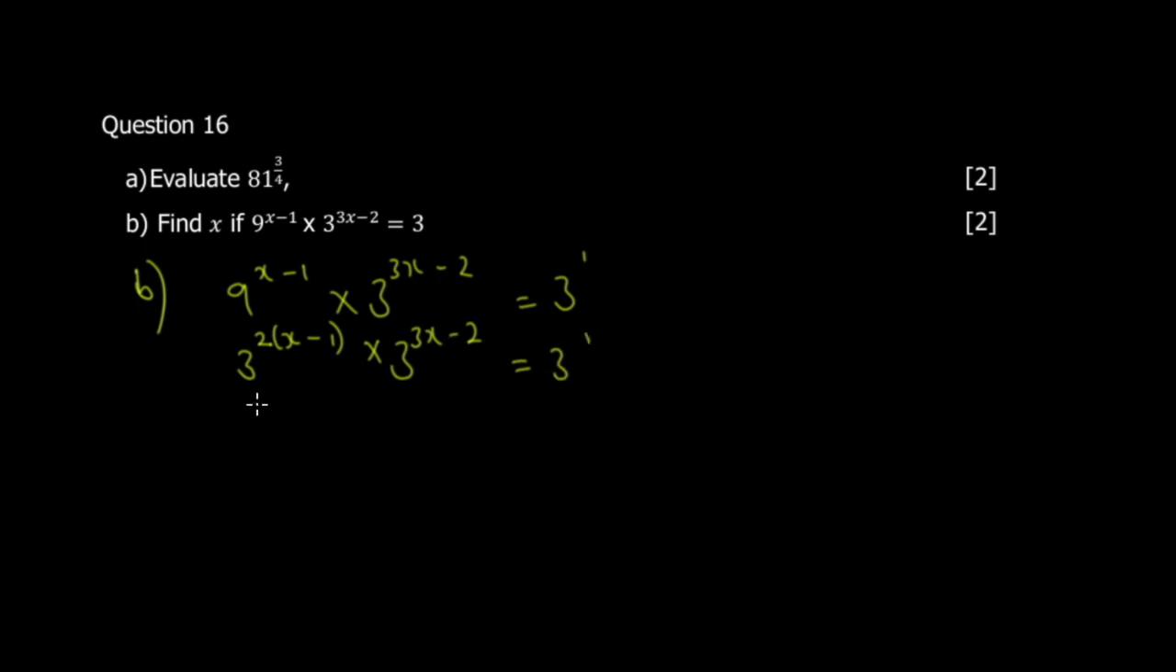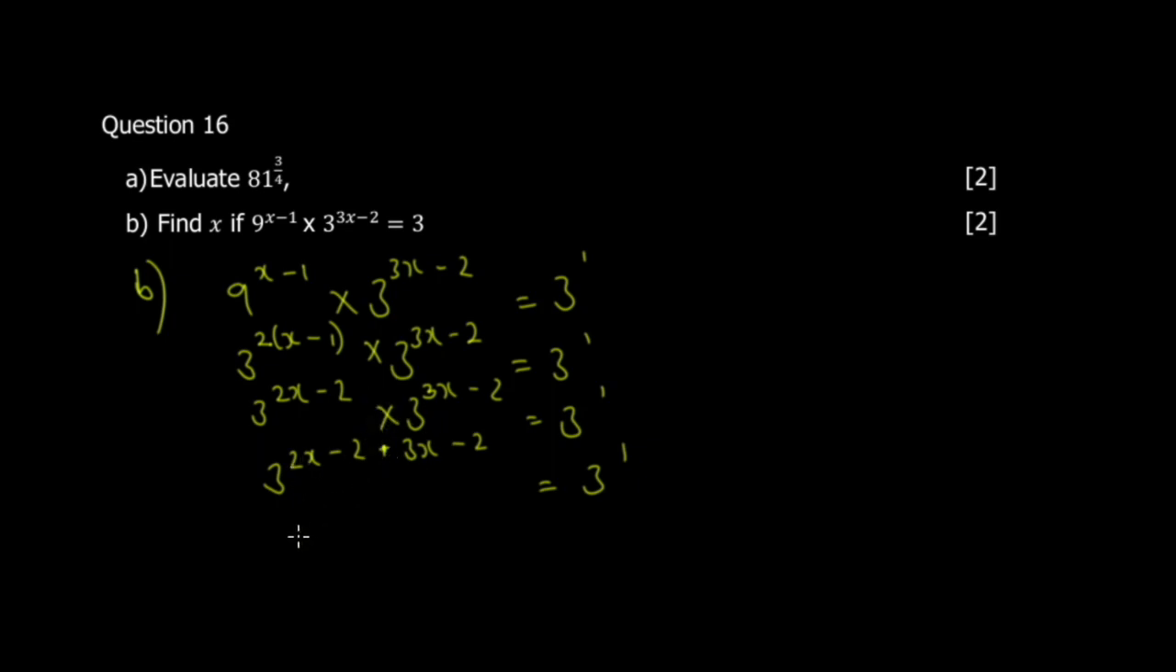Then here you get 3 to the power 2x minus 2 multiplied by 3 to the power 3x minus 2, just like this, equal to 3 to the power 1. Here you can add this if you want. If the bases are the same, you just add the powers when these two are multiplying.